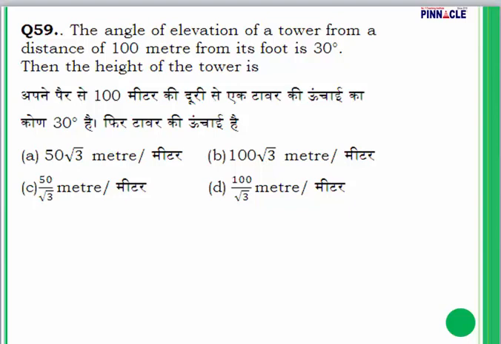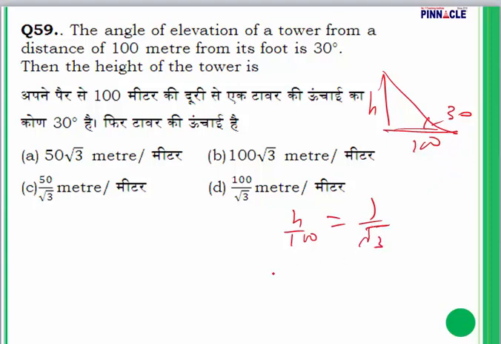Question 59. The angle of elevation of a tower from a distance of 100 meter from its foot is 30. This is 100 meter and this is 30. We have to find the height of the tower, the value of h. h divided by 100 is equal to tangent 30, and tangent 30 is 1 by root 3. So h is equal to 100 by root 3. D is the answer in this case.